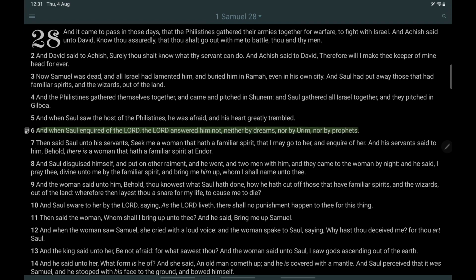"Now Samuel was dead, and all Israel had lamented him, and buried him in Ramah, even in his own city. And Saul had put away those that had familiar spirits and the wizards out of the land. And the Philistines gathered themselves together, and came and pitched in Shunem," this is near Jezreel. "And Saul gathered all Israel together, and they pitched in Gilboa." Gilboa was the place of his death.